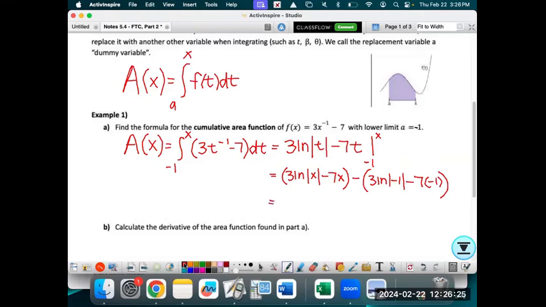All right, so we get 3 ln absolute value of x minus the value at negative 1, which is really 3 ln of 1. And the natural log of 1 is 0. So this actually goes away because it's 0. And then negative 7 times negative 1 is positive 7, but this negative from over here makes that a negative 7 again.